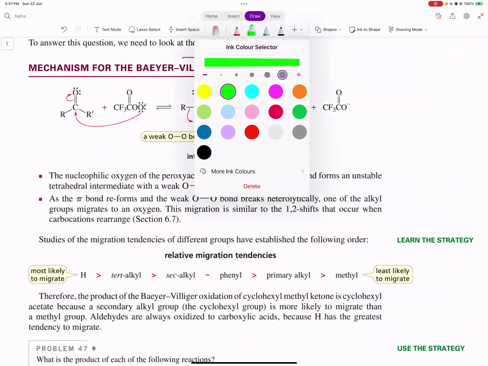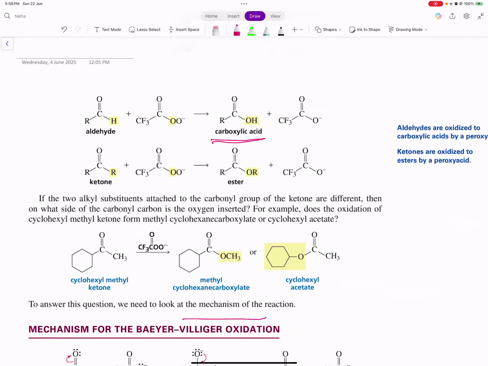Migration tendency studies have been done, and hydrogen migrates. So if there is hydrogen, the oxygen will be inserted on the hydrogen side, as in this case. Got it? Yes, sir, got it.